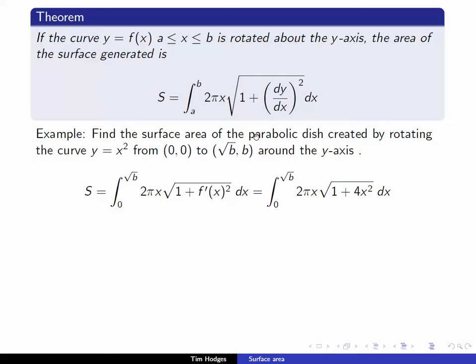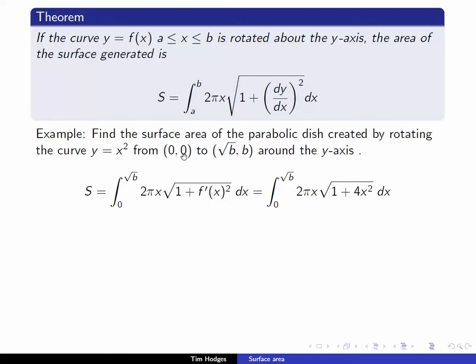So let's apply this to find some general formulas. We'll start off with the surface area of a parabolic dish. In particular, the parabolic dish that we get by rotating the curve y equals x squared from 0, 0 to root b, b around the y-axis. The reason I've chosen this for the endpoint is because I want to consider a parabolic dish of height b. So from the y-axis point of view, the parabolic dish is vertical and it's of height b above the x-axis.